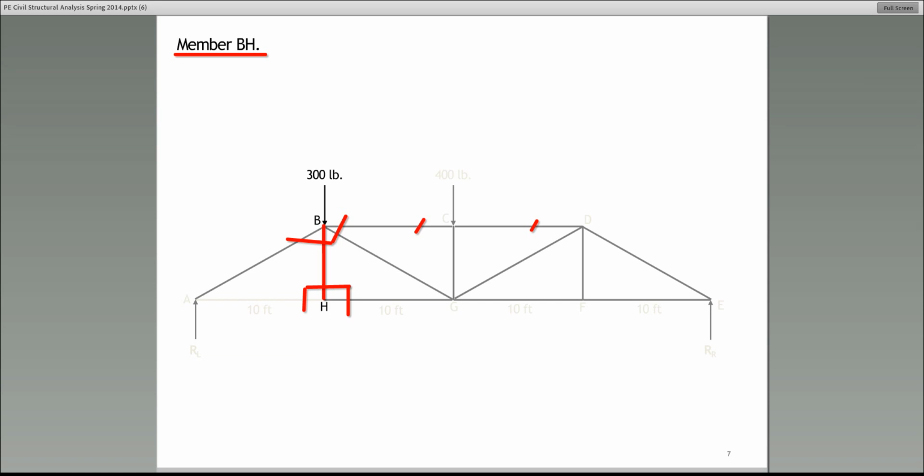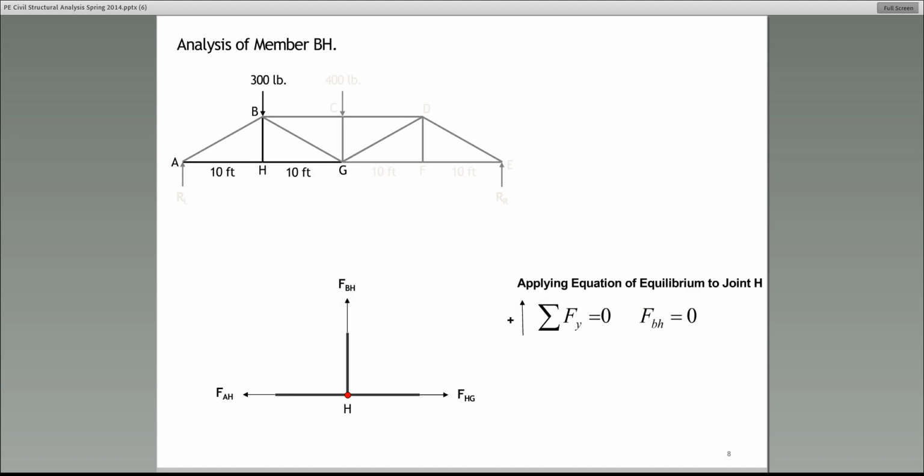Well, you isolate the joint H, and here on slide 8, I'm showing that. You isolate the joint H and draw the free body diagram. This is at the bottom. This is the free body diagram of joint H. What you have to do when you isolate it, guys, you cut the member here, here, and here.